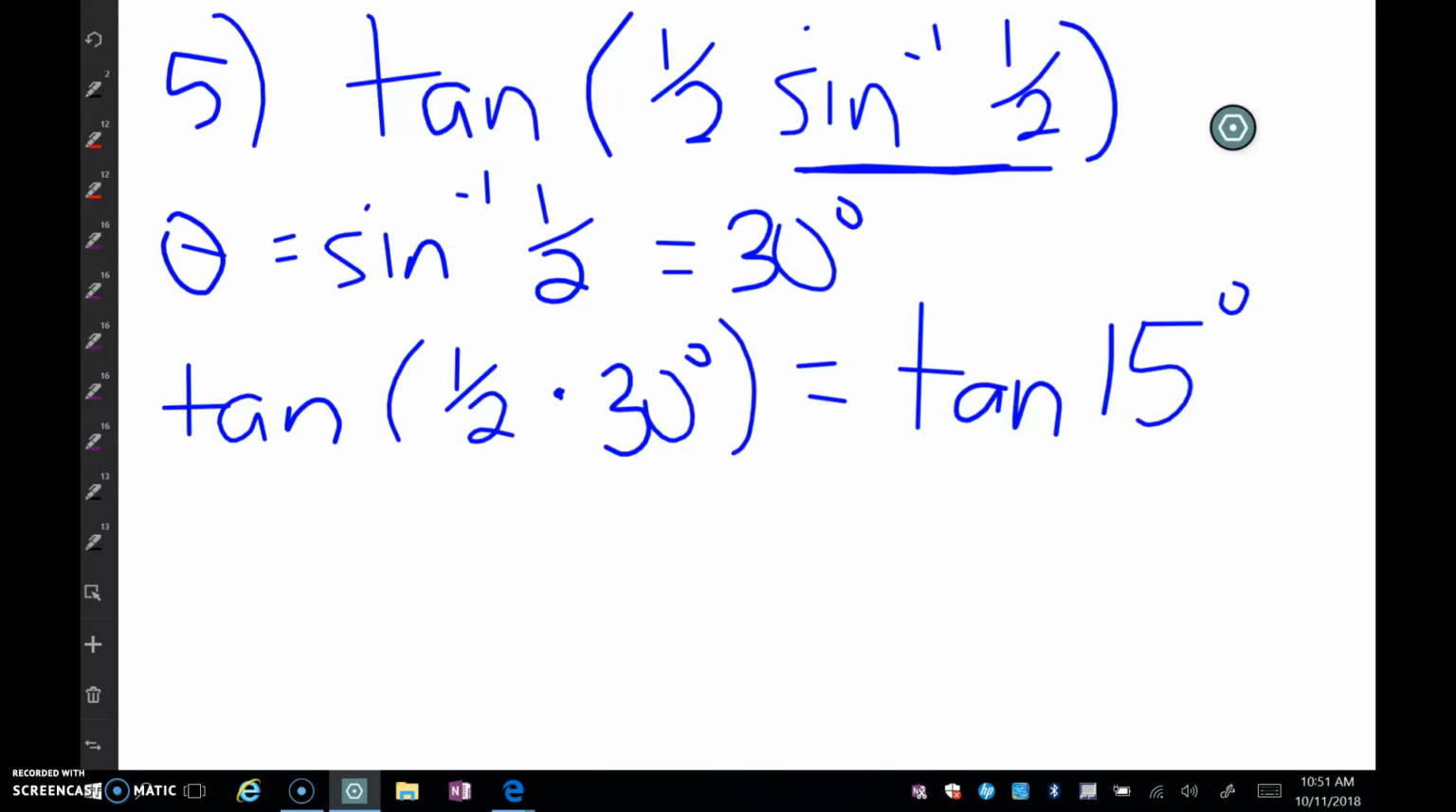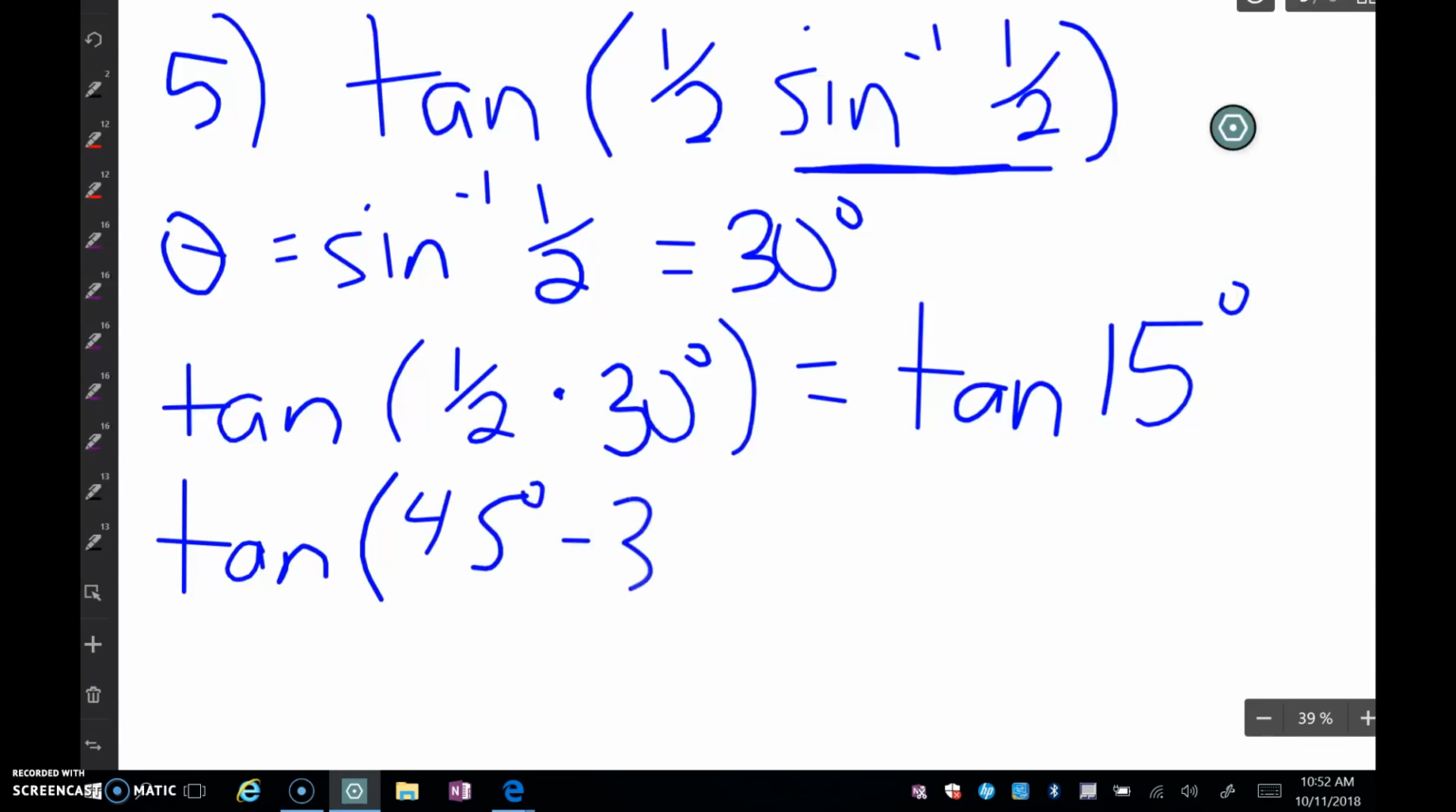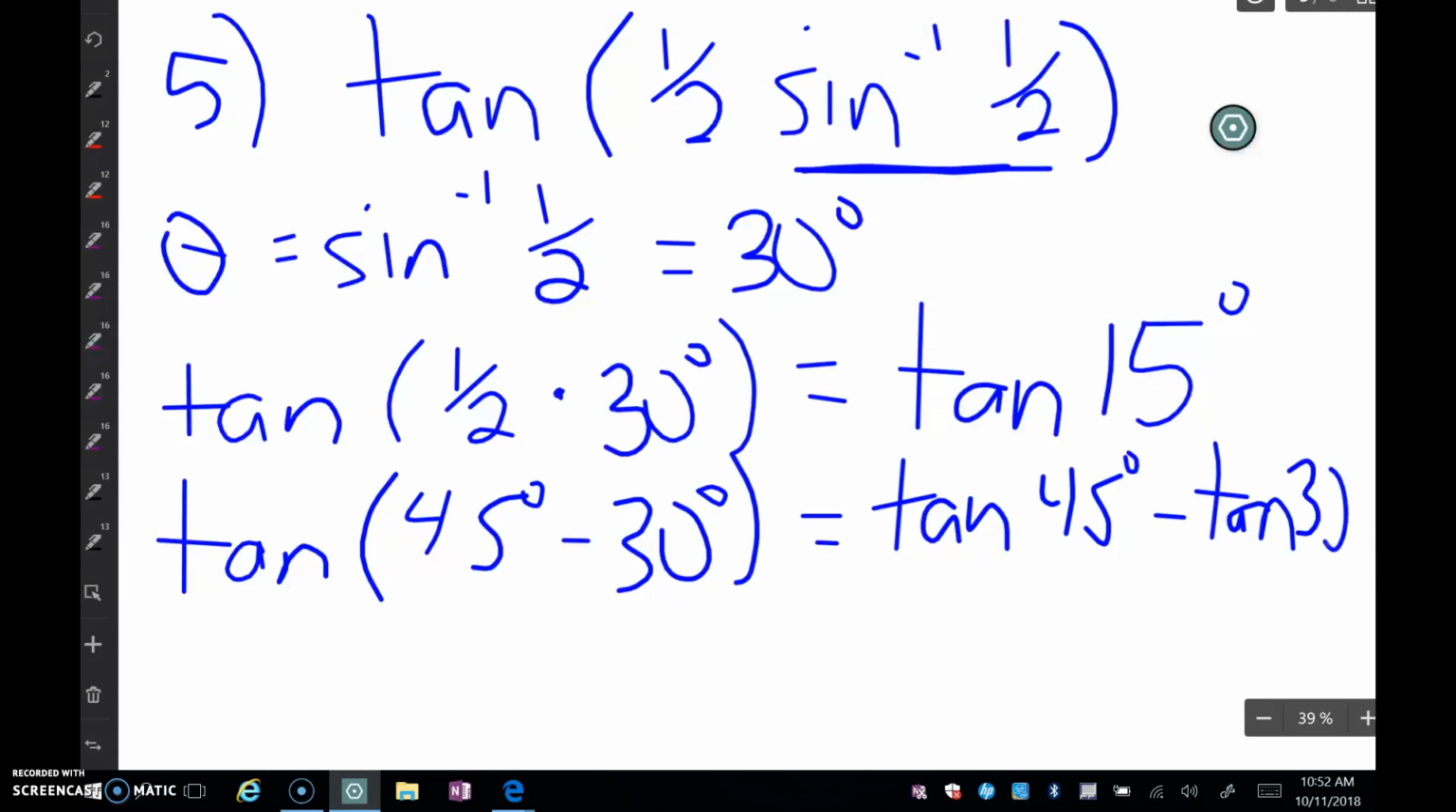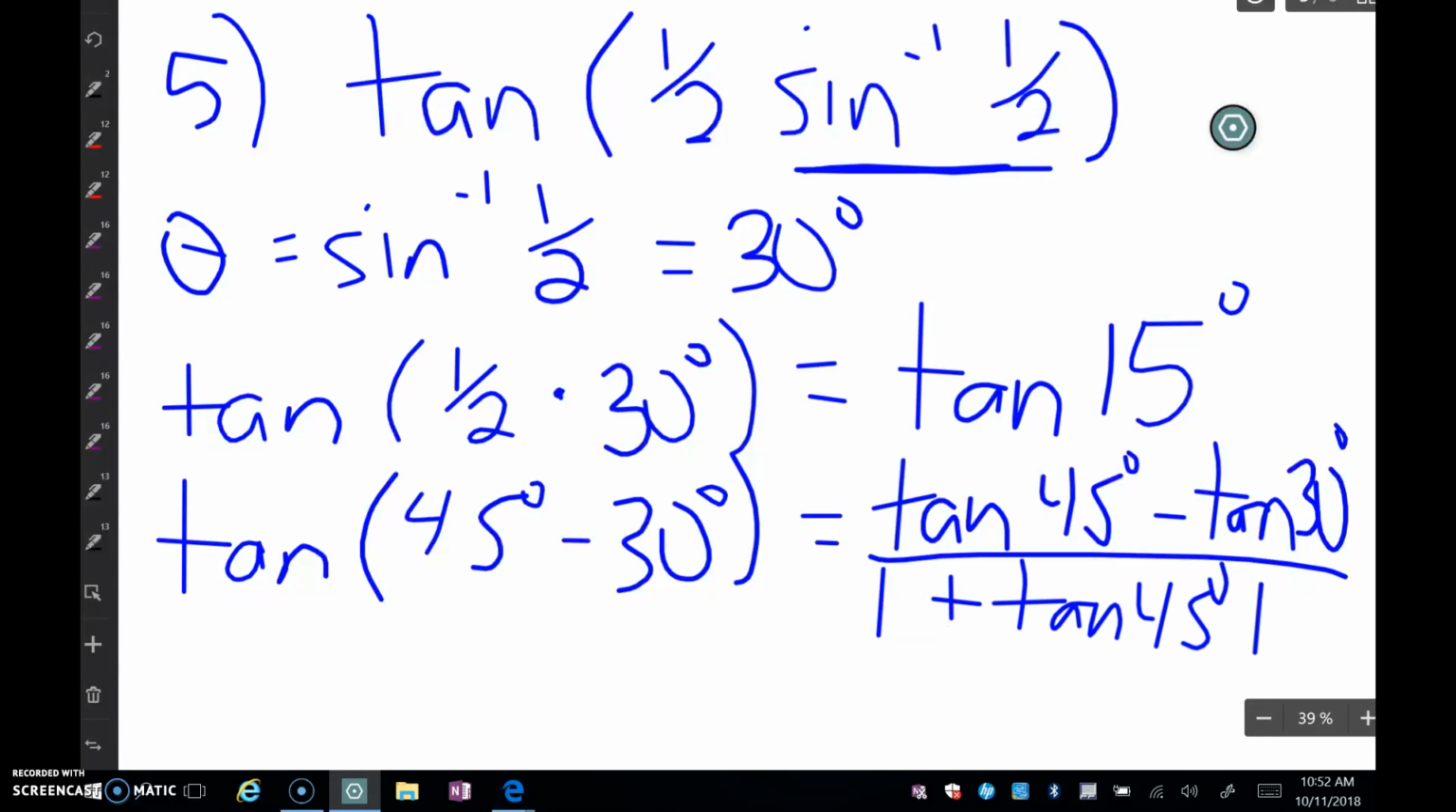I want to do that exactly. I don't want to do that with my calculator. So what I want to do is use my sum and difference identity. So I'm going to rewrite 15 as 45 degrees minus 30 degrees. And then I'm going to do the sum and difference formula for tangent, which says that that should equal the tangent of 45 degrees minus the tangent of 30 degrees over 1 plus the tangent of 45 degrees times the tangent of 30.